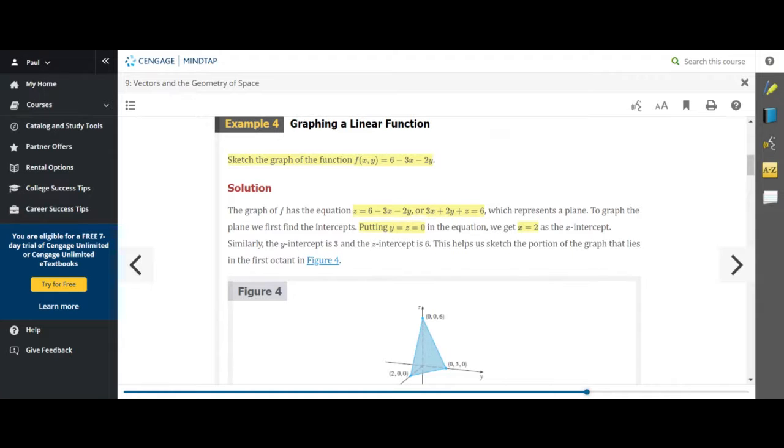So that's a plane. If we graph the function, the easiest way might be to find the intercepts of the plane, which they do in figure 4. Once you've anchored down the x, y, and z intercepts of the plane, you can just draw a portion of the plane like they've done there. It's a triangular portion of the plane, but it gives you enough of an idea of how that plane's oriented. Okay, are there any questions on example 4?